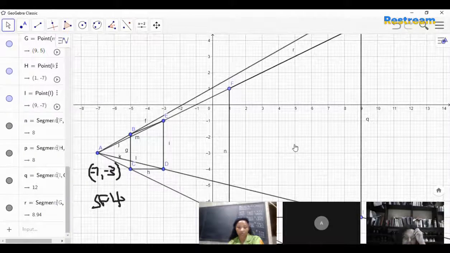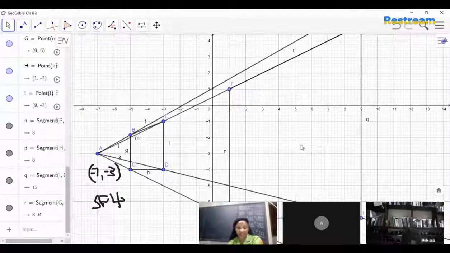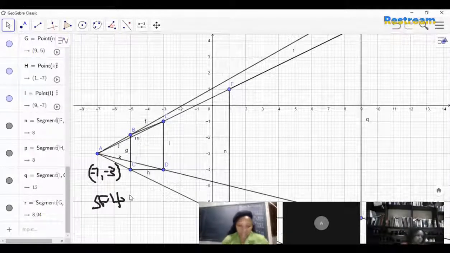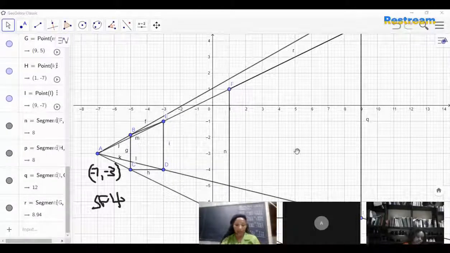Yes, ma'am. Okay. So we see that the area of this trapezium is 16 times the area of the original trapezium because we squared the scale factor. You see that? Yes, miss.